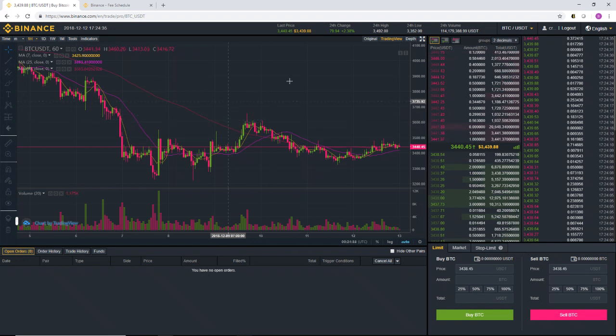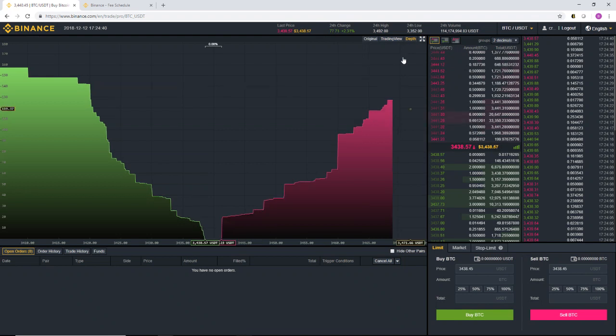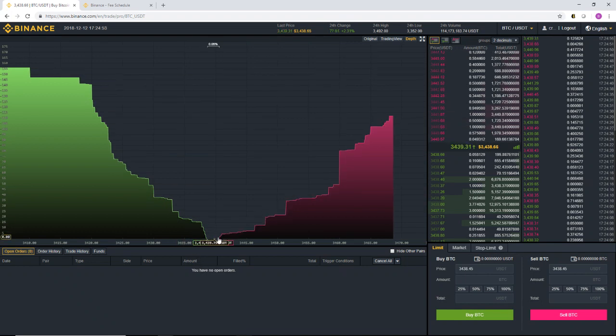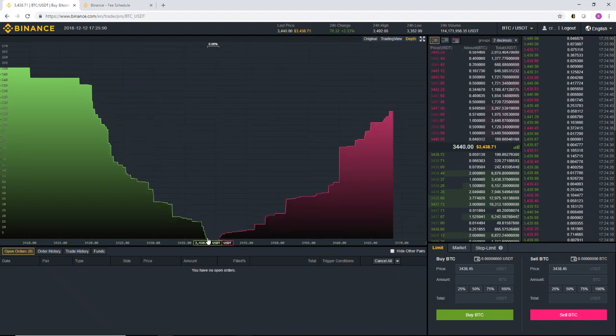Something else in terms of charting that you need to keep an eye on is called the depth. So this is the market current for Bitcoin per Tether. The green are different bids. The bids are people putting in orders to buy. And you can start here, right in the middle, is what's called the spread. The difference between the highest bid and the lowest ask.